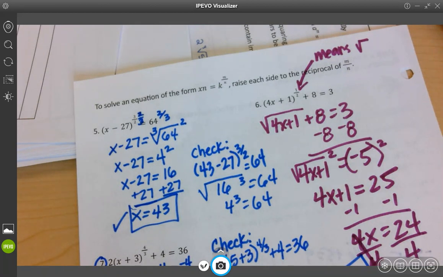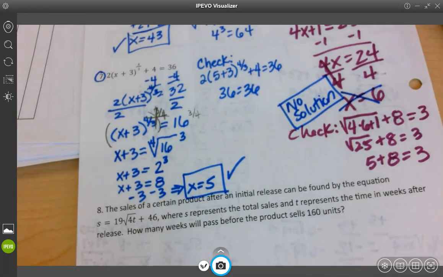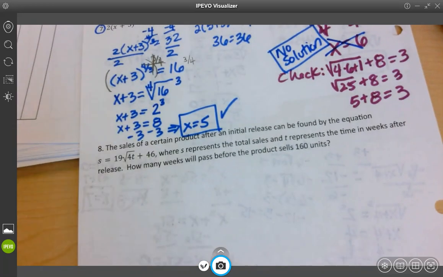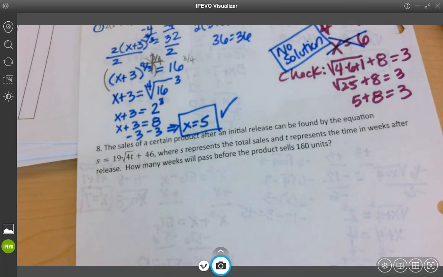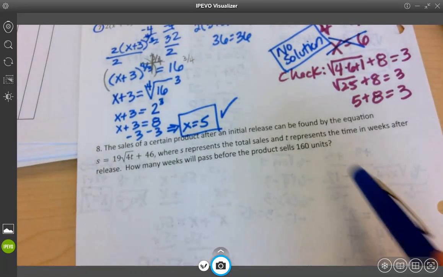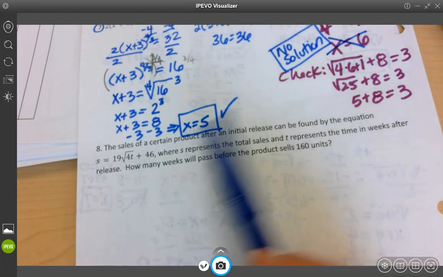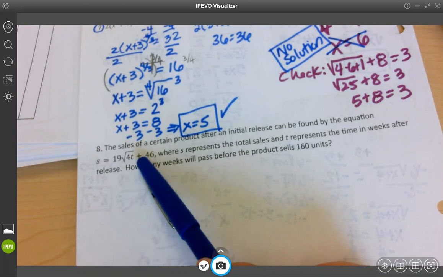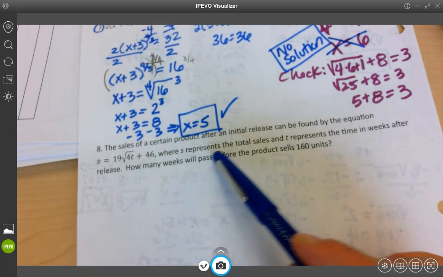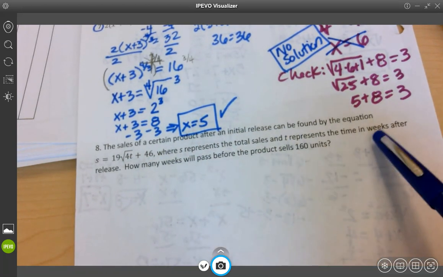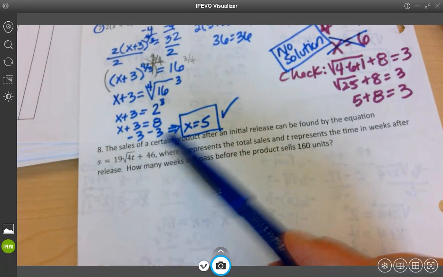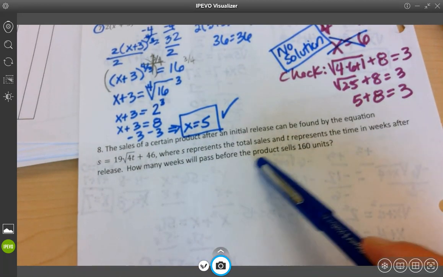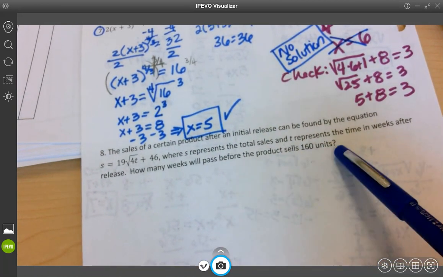All right, can we do the last one? Okay, it's a word problem, but don't be afraid of word problems. Word problems just tell us that all this math is actually useful somewhere. So the sales of a certain product after initial release can be found by the equation sales S equals 19 root 4t plus 46, where S represents total sales and t represents the time in weeks after release. How many weeks will pass before the product sells 160 units?